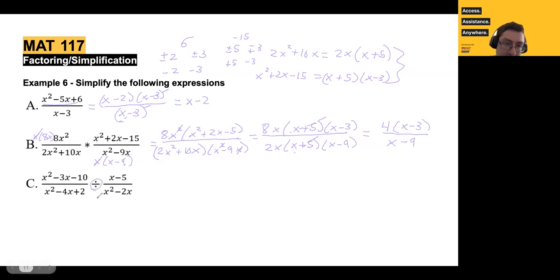So here we have a division symbol. So we can just rewrite this by multiplying by the reciprocal of the second term. I'll just rewrite this as times x squared minus 2x over x minus 5. And then we can proceed to factor many things here. So for the x squared minus 3x minus 10, the numbers are -5 and +2, which also adds up to -3.